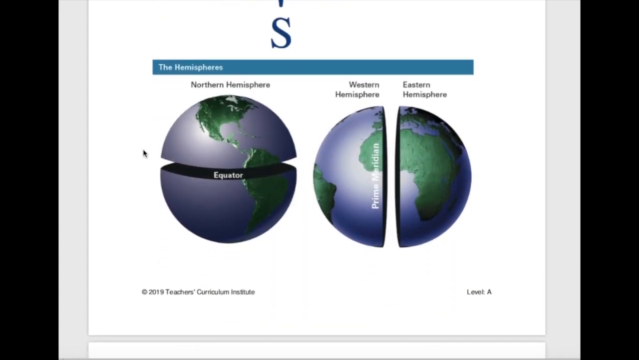All right, so now we have the hemispheres. So, as I said before, looking at that picture above, we have the northern hemisphere. You have the equator, which separates the northern hemisphere from the southern hemisphere. And then you have the prime meridian, which goes from north to south, up and down, which separates the western hemisphere and the eastern hemisphere. So there are 4 hemispheres.